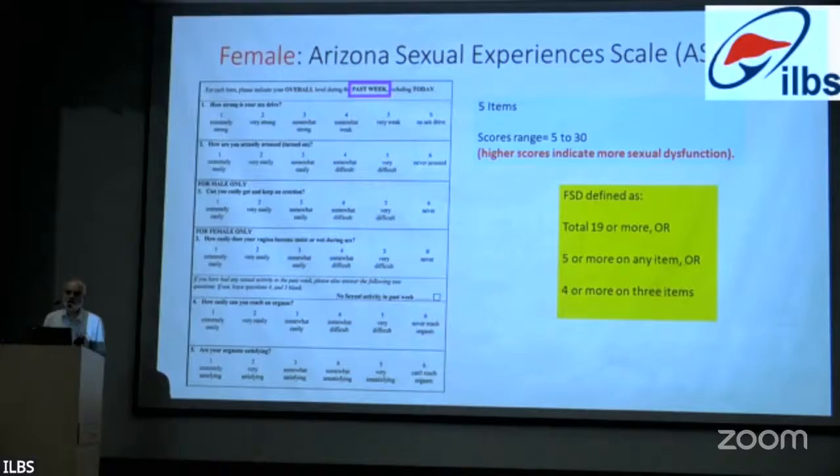And the Arizona Sexual Experiences Scale can be used for both male and female. This assesses the questionnaire over the past week. Previous questionnaires were for the past 4 weeks, now this is for the past week. There are 5 questions and the score ranges from 5 to 30. Here higher scores indicate more sexual dysfunction. And again, it can be defined as a total of 19 or more, or 5 or more on any item, or 4 or more on 3 items.